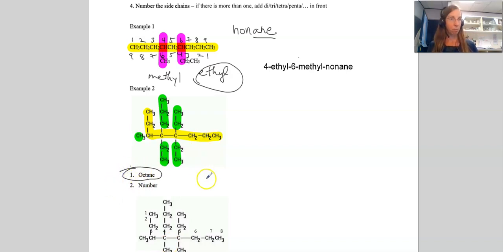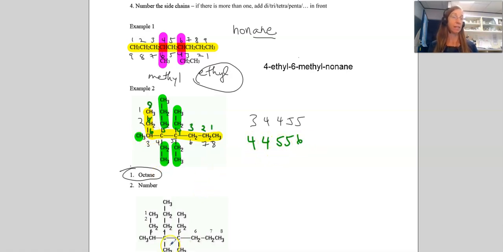Then we need to number them. If we go from left to right, then the side groups are on 3, 4, 4, 5, 5. If we go from right to left, then the side groups are on 4, 4, 5, 5, 6. So they're both 4, 4, 5, 5, but one is 3 and one is 6. So we must number them with the lowest number. So this time they were different.